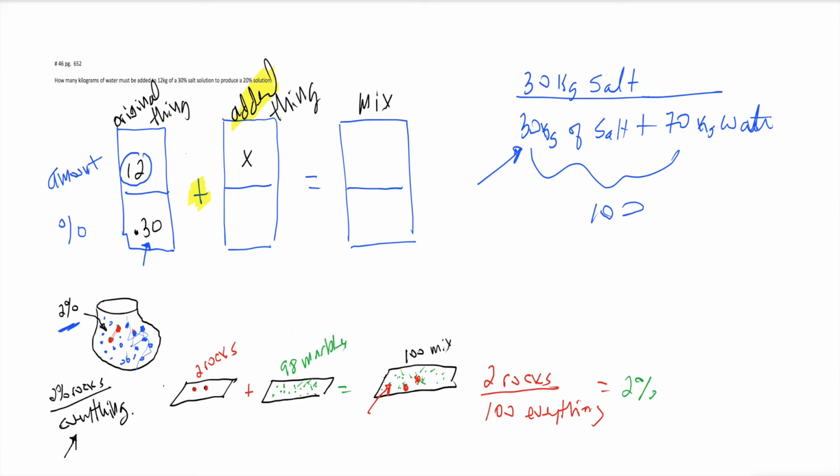So if you want to make a 20% solution, if you want to make it a lesser percentage, you need to increase the water. You see, if I start increasing my water here, that percent is going to go down, right, because now I'm adding in more water. So that's how you're going to go all the way down to 20%.